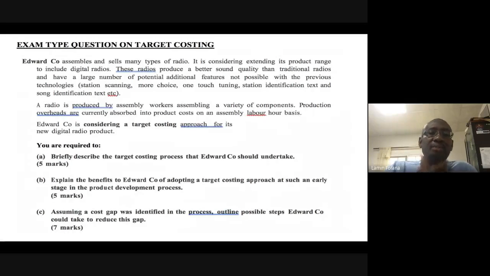So B, explain the benefits to Edwards Company of adopting a target costing approach at such an early stage in the project life, in the product development process. Okay, so that one also, we know the benefits. You don't even have to read any book. We know there are lots of benefits that target costing can bring to an organization. Lots of them. Okay, we mentioned some.